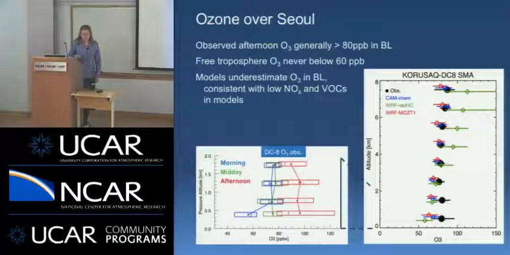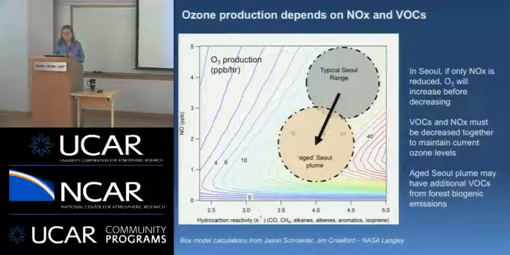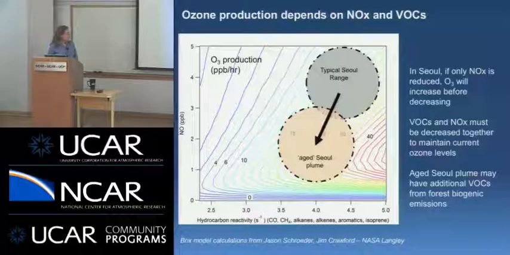So one of the problems that the Koreans will have in controlling their air quality is that ozone production is not linear. So the conditions that have been seen in Seoul, the observations indicate on this chart, Seoul is in this range. So this is NOx versus a measure of hydrocarbon reactivity. It's how quickly VOCs react with OH. And the colored contours are the production rate of ozone. So in this range, we're typically at, I don't know what these numbers are, 30 ppb per hour.